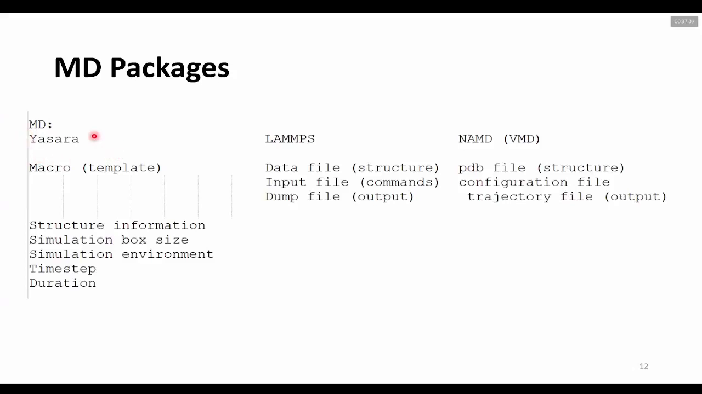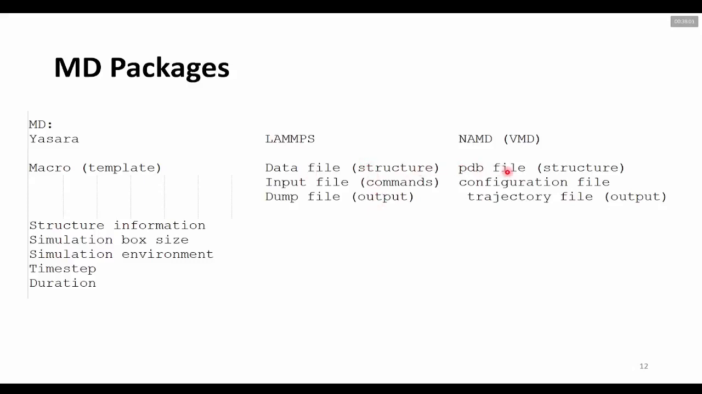When it comes to different packages, let's say Yasara, LAMMPS, or NAMD, there are different things. For example, in LAMMPS, you have a structure file. The protein that you want to simulate, you have to make a structure file for that. And you have to make an input file in terms of commands. In that input file, you have some commands regarding this structure, what you want to do with it. For example, for this amyloid beta and glutamate structure, you will possibly be using some kind of interactions. You want to equilibrate it for a long time, for example, 100 nanoseconds. And as an output, you get a dump file where you can see the trajectories and everything. So similarly, in other packages, you have these three things: structure, commands, and output.